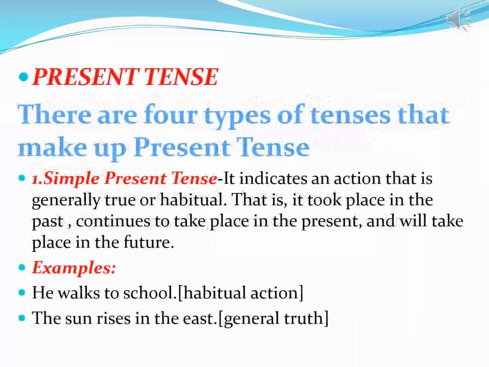Now let's discuss present tense and its types. The first is simple present tense, which indicates an action that is generally true or habitual. That is, it took place in the past, continues to take place in the present, and will take place in the future. For example, he walks to school, which is a habitual action. The sun rises in the east, which is a general truth.